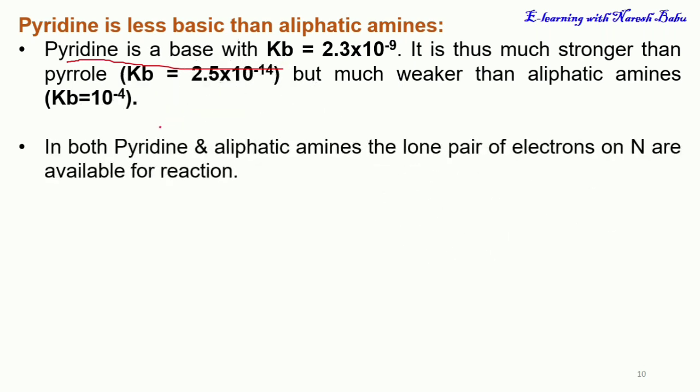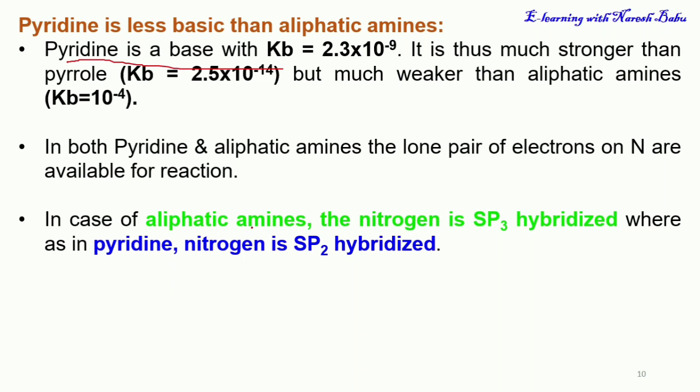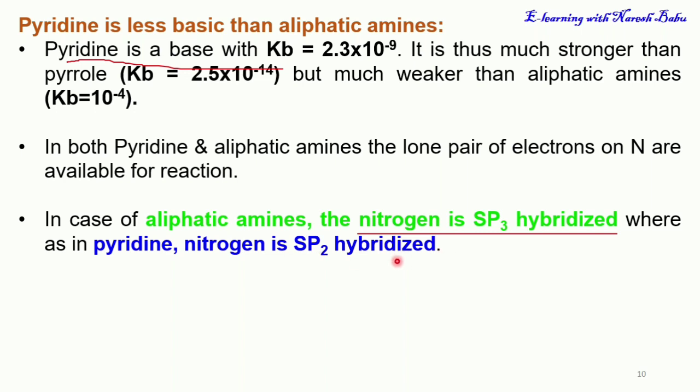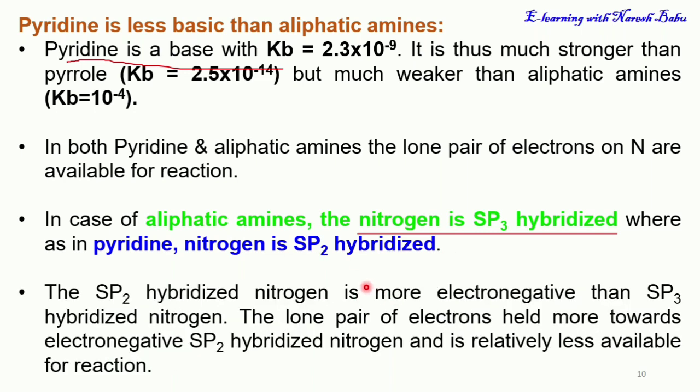What is the reason for this? In both pyridine and aliphatic amines, the lone pair of electrons on nitrogen is available for reaction, and it is responsible for binding with the acid as an N-H bond. But the difference is that in aliphatic amines the nitrogen is sp3 hybridized, whereas in pyridine, as we have seen, it is sp2 hybridized. So what is the difference between sp2 and sp3 hybridization?